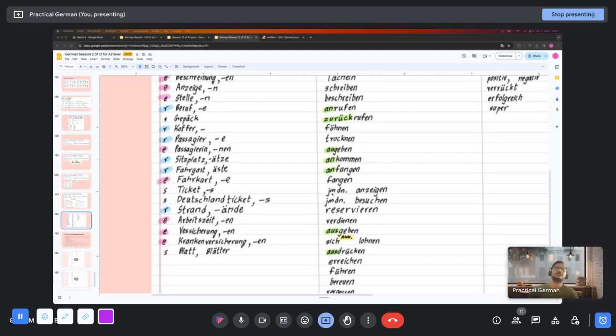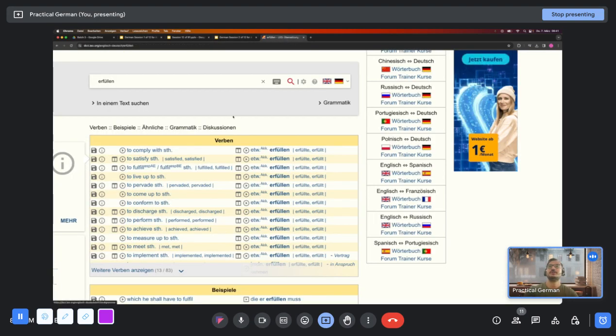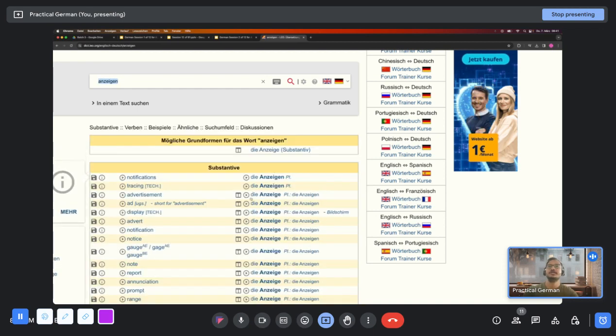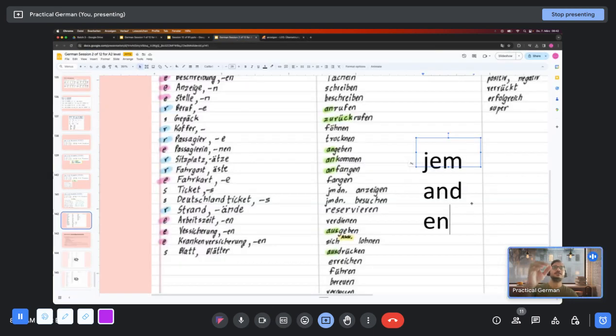This JMDN is a short form for jemanden, meaning someone. Can you repeat, please? Let me write it. Jemanden. Okay. This you will also find over here. This is also how you learn some things. Jemanden, JMDN, anzeigen. Okay. What does it mean, guys?